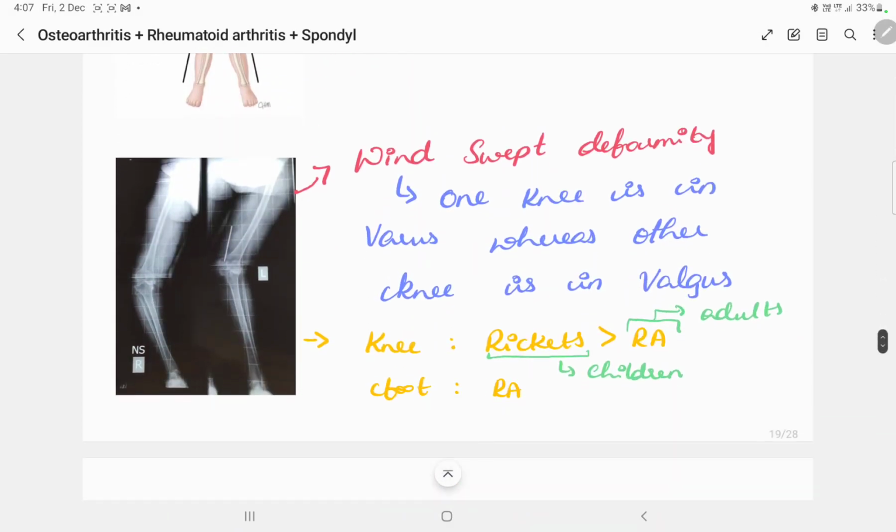Another deformity that occurs is windswept deformity, wherein one knee has varus, whereas the other knee has valgus. So it is in this pattern, windswept deformity. When this deformity occurs in the knee, if it occurs in children, then we primarily suspect rickets. But if it occurs in adults, then the primarily suspected disease will be rheumatoid arthritis, this windswept deformity. But if windswept deformity is occurring in the foot, then the primarily suspected disease would be rheumatoid arthritis.